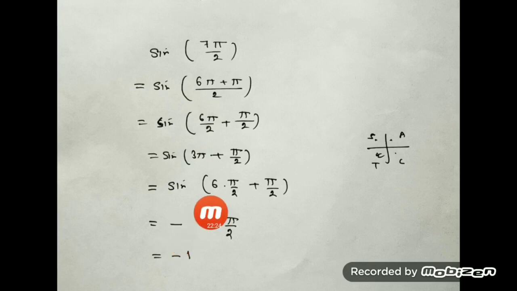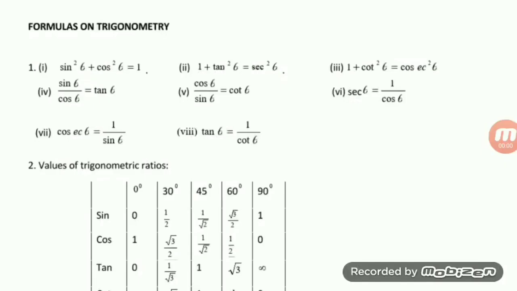After that, 6 into pi by 2. It is an even multiple of 90 degree. For an even multiple, the sine ratio remains as it is. The acute angle is what? This angle is equal to pi by 2 here. Then you know what is the value of sine pi by 2? That is equal to minus 1.